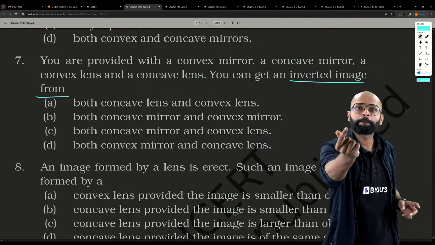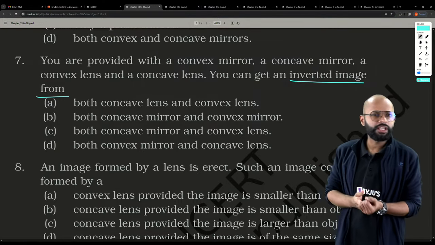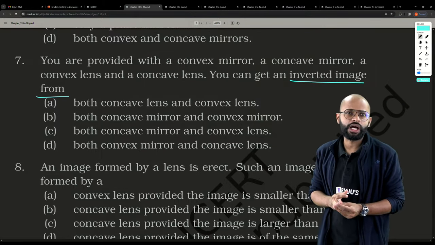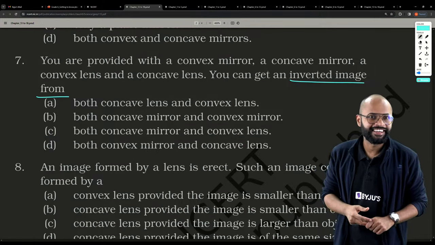Kaun banayega? Concave mirror. That's why. B, B, B, B, D, D, D, D. Yes, concave mirror used in car. That is convex mirror. C, C, C, C.